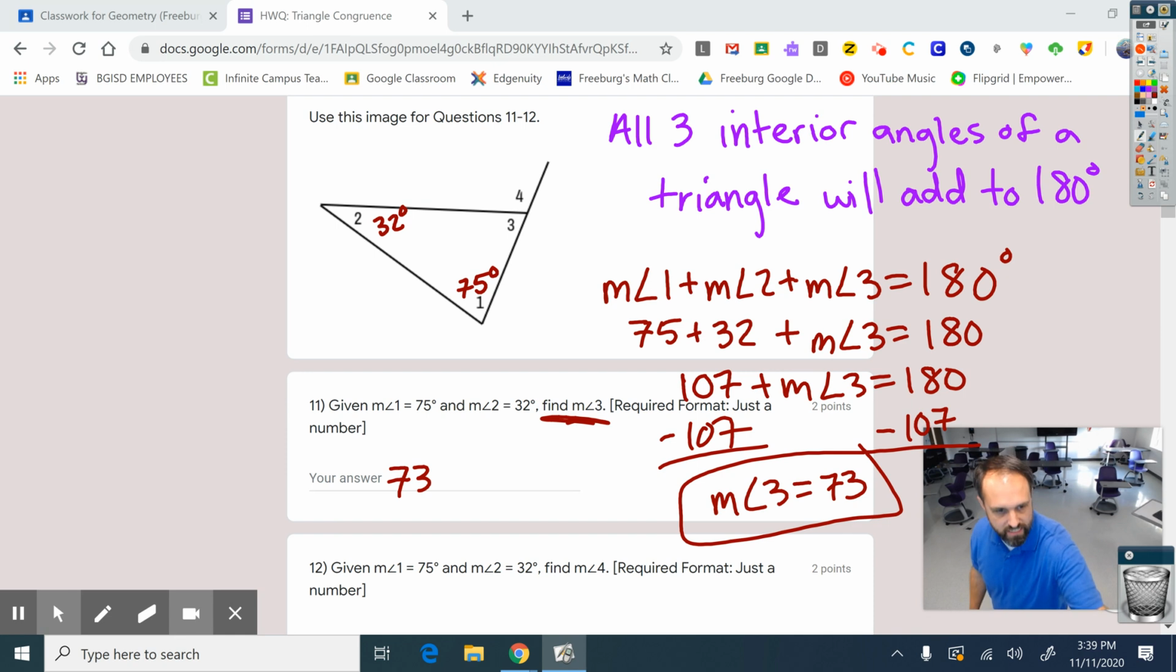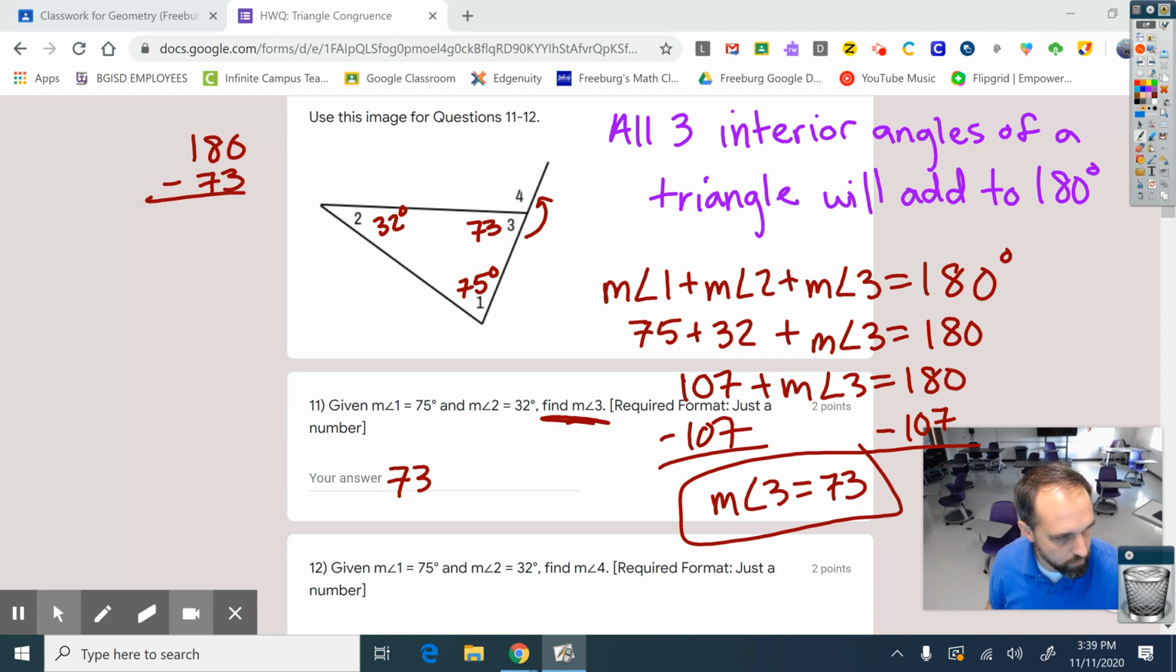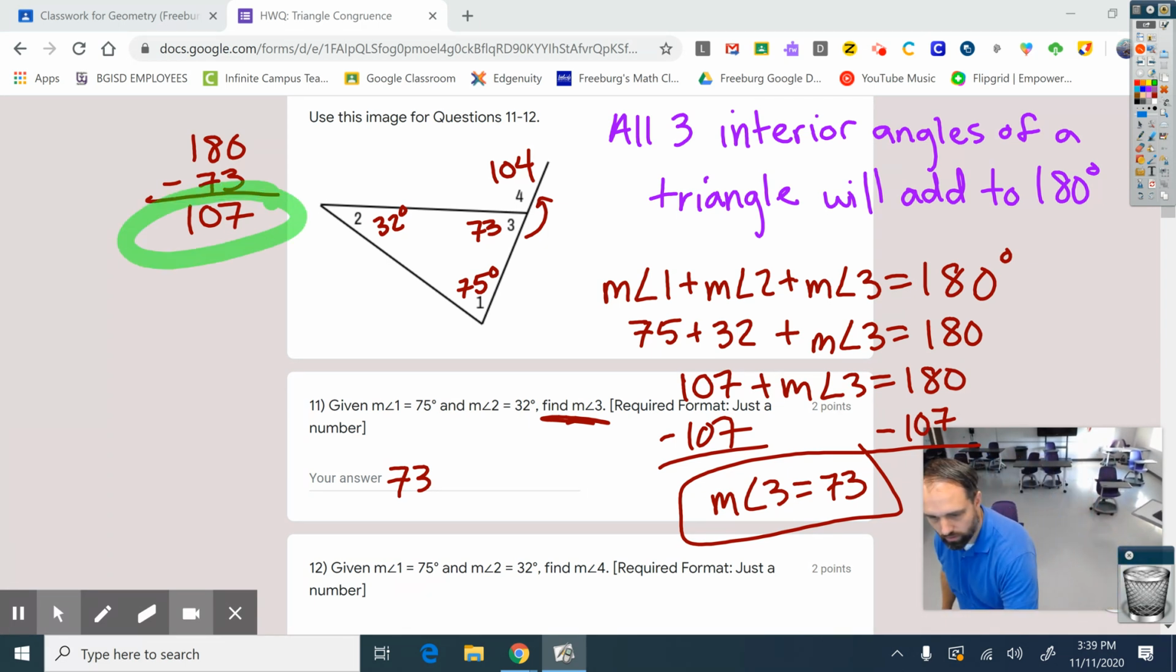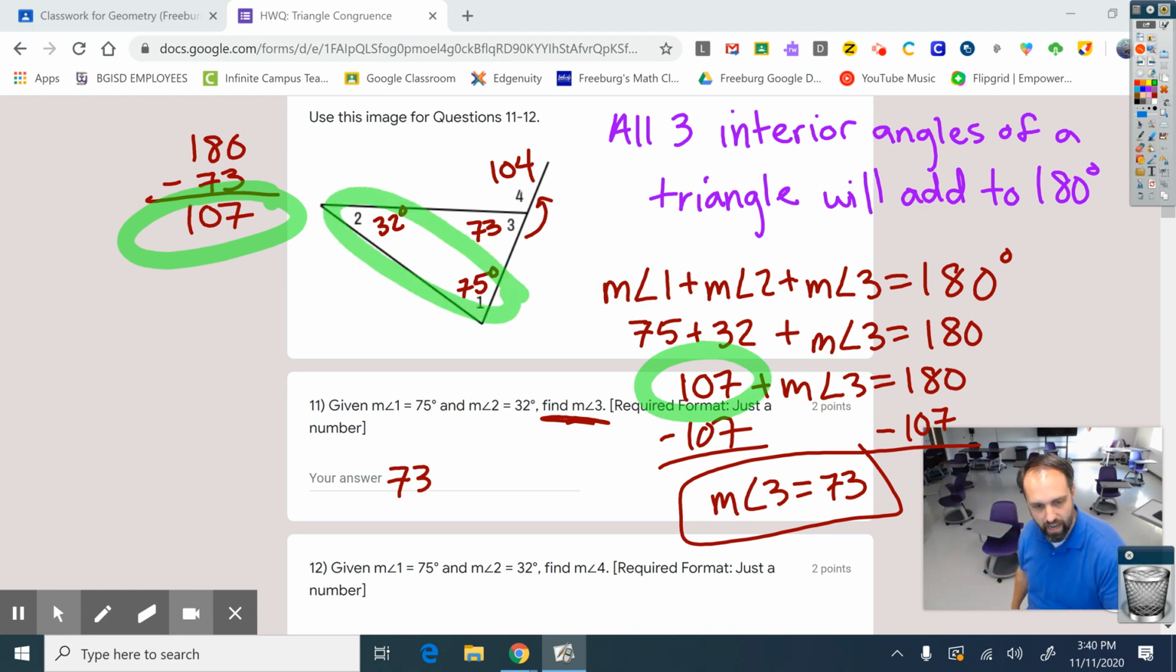And then if this is 73, I can go find angle 4 because these are supplementary, right? It's going to be this linear pair. So if I do my 180 minus 73, I'll get 107 as angle 4. Anybody notice something there when I wrote that number down? 107 is equal to the sum of the other two angles.